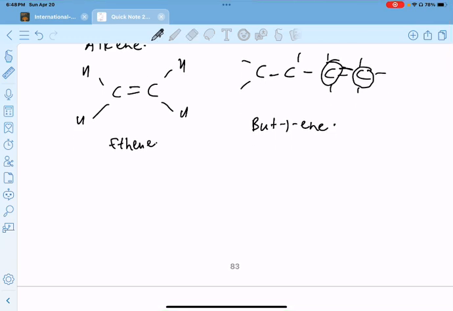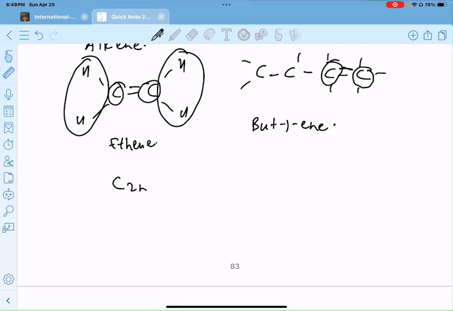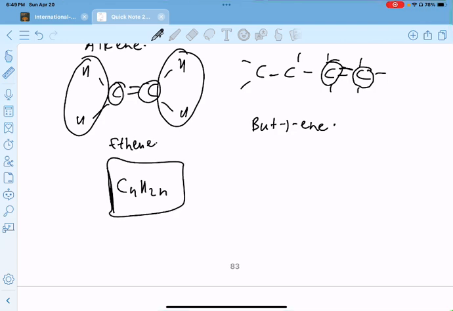Now, what's the general formula first? Let's look at that. We can see here there are two carbons, and there are four hydrogens. So C2H4. For every carbon, there are two hydrogens. That is the general formula of an alkene. It is CnH2n.